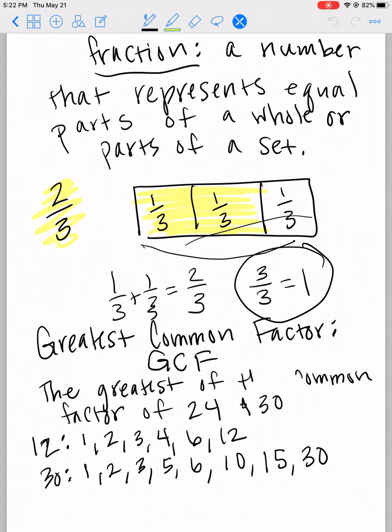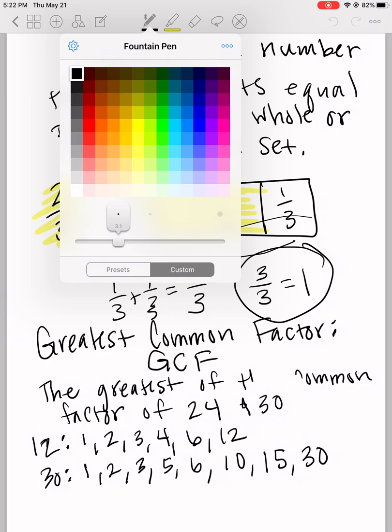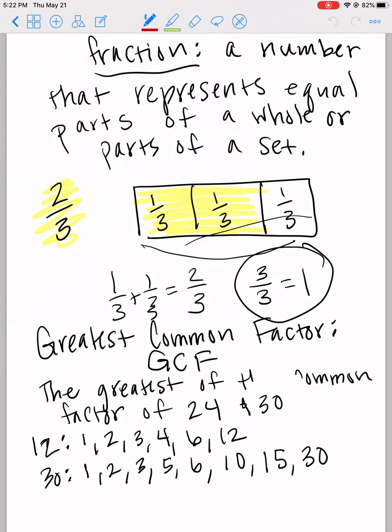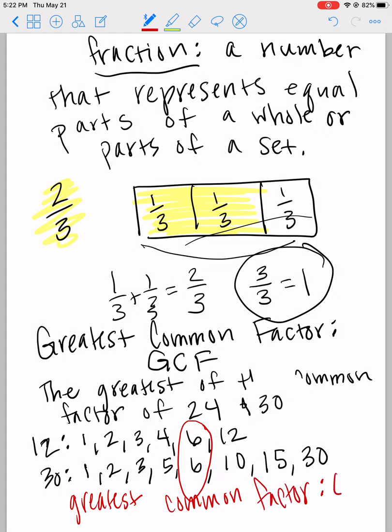Guys, so we left off at greatest common factor, GCF, and we were working on the greatest common factor of 24 and 30. So we said that 1 goes into it, 2 goes into it, 3 goes into it, 4, etc. Now if you look for the greatest common factor, that means the biggest. And if you compare, you will see that the biggest one is 6. So the greatest common factor is 6. Okay, next word.